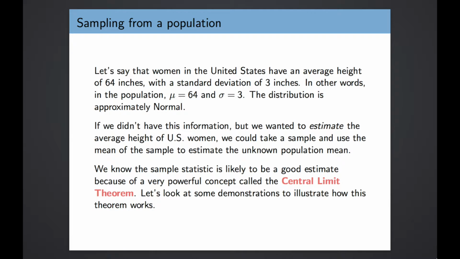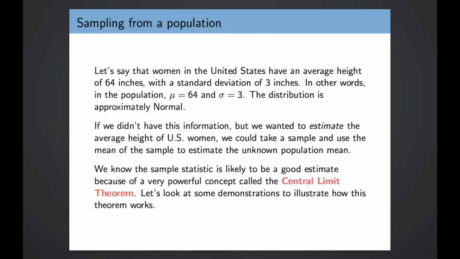Let's stick with our example of heights of women in the United States for another minute. Let's say that this distribution of heights is approximately normal with a mean of 64 inches and a standard deviation of 3 inches. If we didn't have this information about the underlying population, but we wanted to estimate the average height of women in the United States, we could take a sample and use the mean of the sample as our sample statistic to estimate the unknown population mean, the population parameter that we're interested in. We know that the sample statistic is going to be a pretty good estimate of the population mean because of something called the central limit theorem.